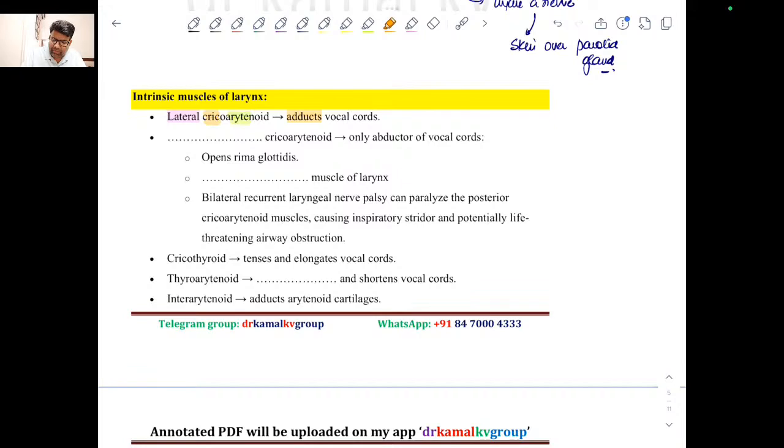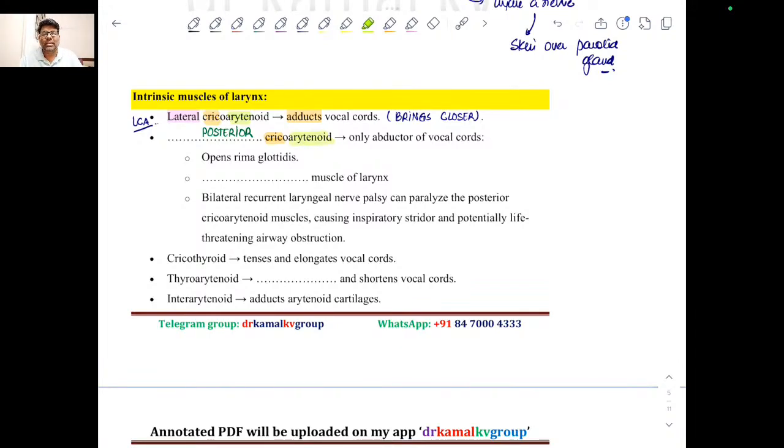Now adductor means brings the vocal cords to closure, right? So this is lateral cricoarytenoid. This is not very commonly asked, but you should know. But the one which is always asked is the posterior cricoarytenoid. So I think now you can understand. Crico is for cricoid, arytenoid, as the name suggests, this is arytenoid cartilage.